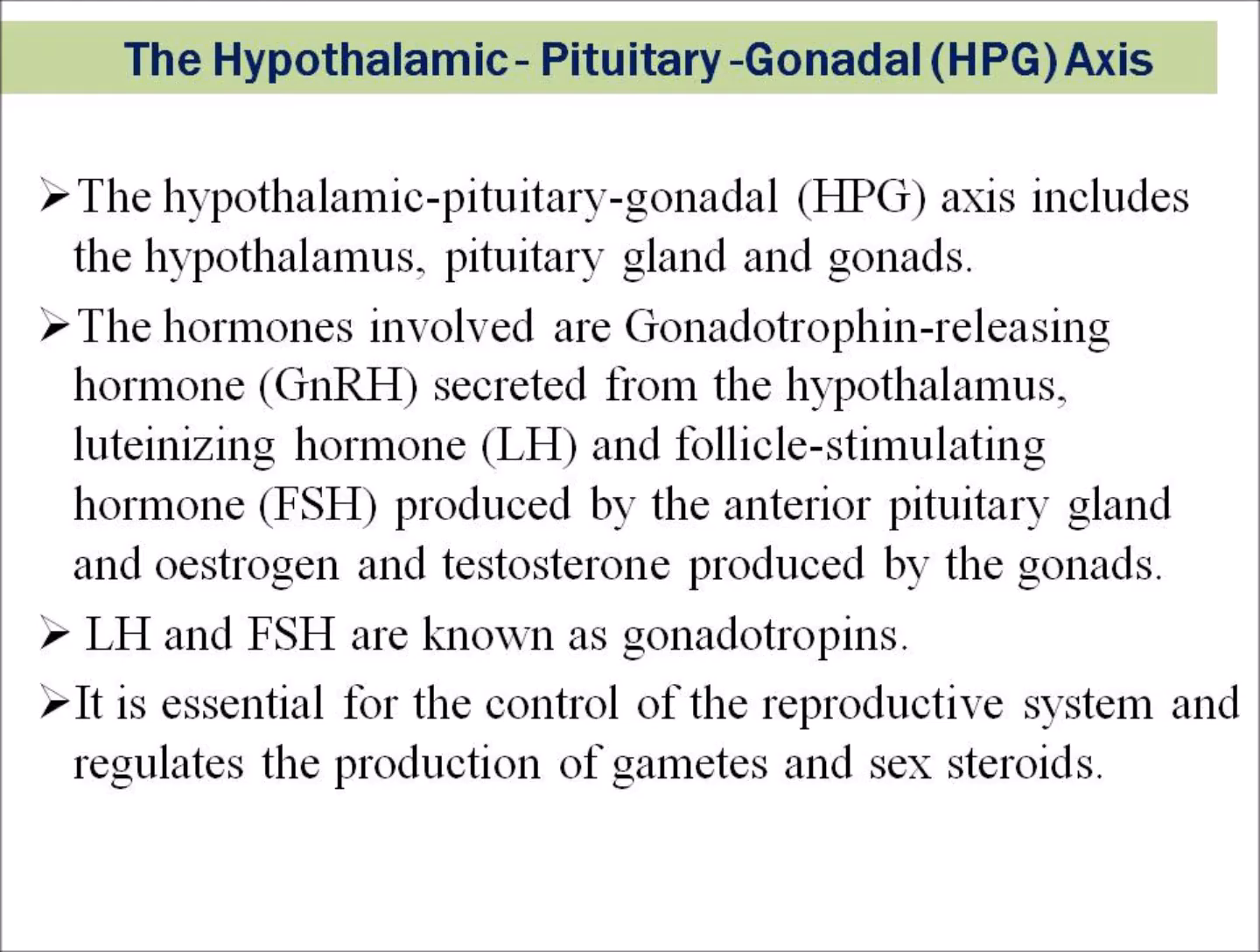What is the mechanism of hormone production by the endocrine glands? The hypothalamic pituitary gonadal HPG axis. The hypothalamic pituitary gonadal axis includes hypothalamus, pituitary gland and gonads. The hormones involved are gonadotrophin releasing hormone GnRH, secreted from the hypothalamus, luteinizing hormone LH and follicle stimulating hormone FSH, which are produced by anterior pituitary gland, and estrogen and testosterone produced by the gonads.